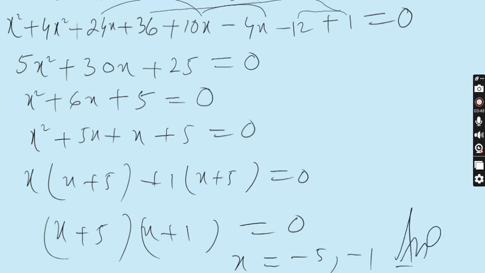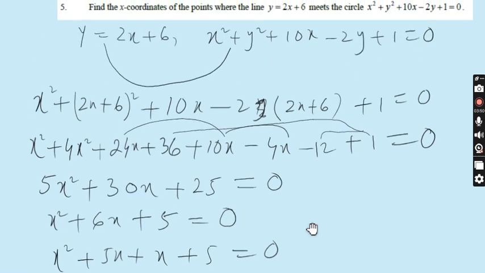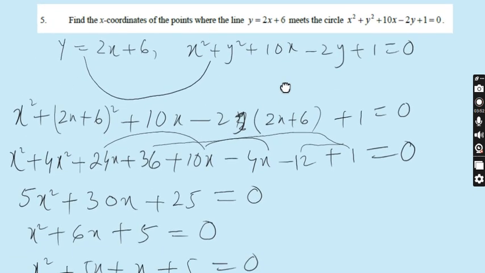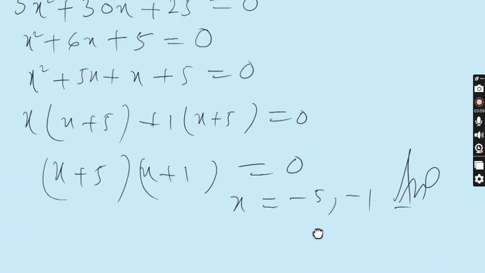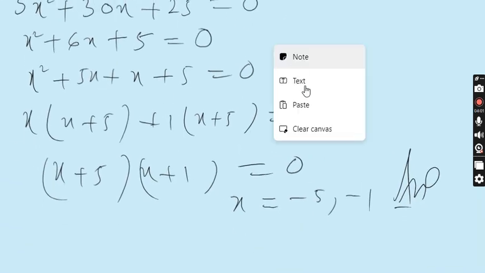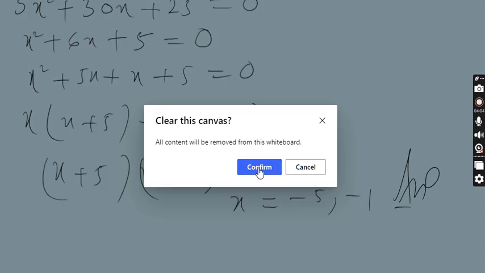No need to put this value of x in the straight line equation because the requirement is only to write the x coordinates of the points. So this is our answer, x equals minus 5, minus 1. Hope you understand this question. Very easy.